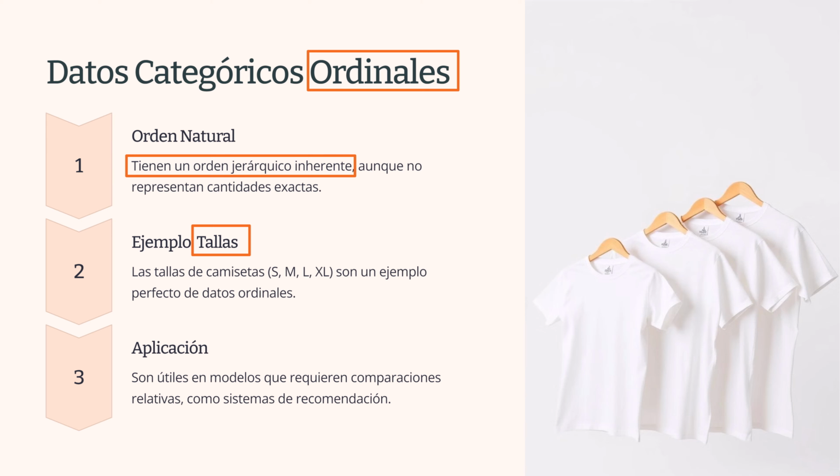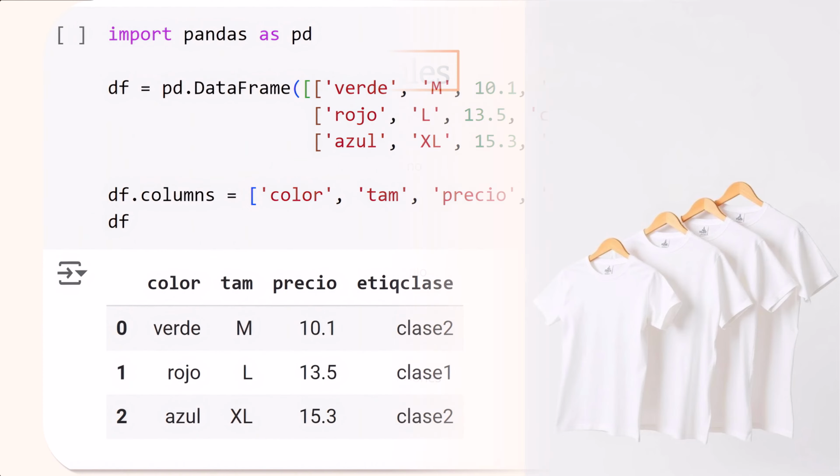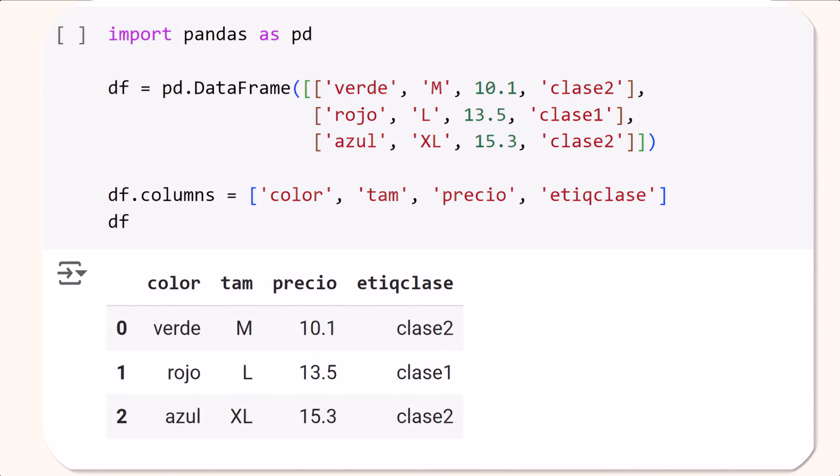The color of the t-shirts would be an example of nominal categorical data, and their sizes an example of ordinal categorical data. The prices of the t-shirts or the quantities available by color or size would be examples of numerical data. We're going to explore different techniques for handling this type of categorical data.